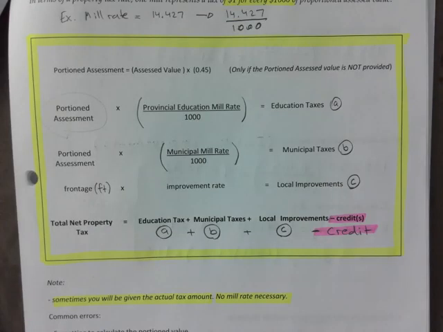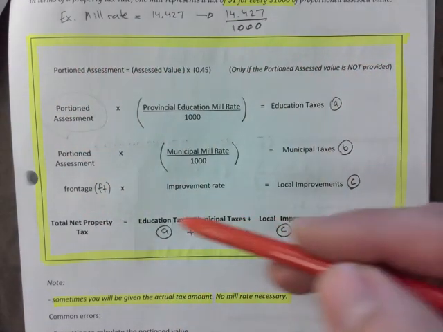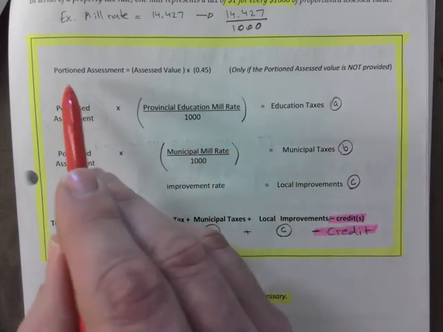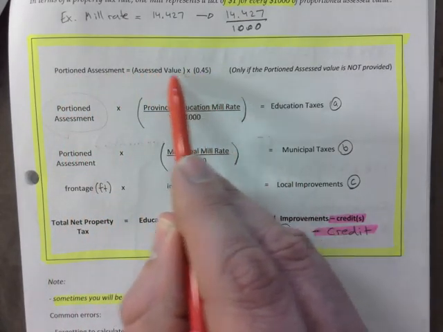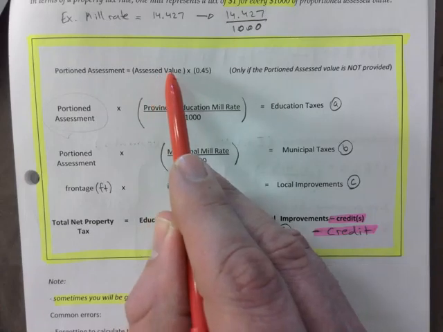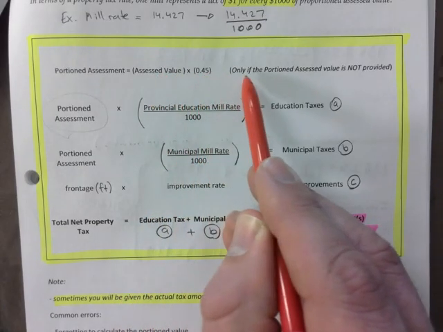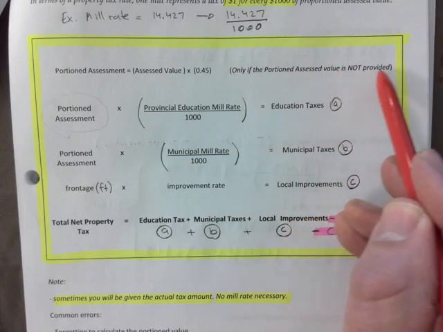I just want to mention, this Thursday we have our quiz, right? So property tax is definitely going to be on there. Your homework should definitely be having this part right here on your study sheet. And the portion assessment, this top part here, where you take the value of the home times 0.45, only if portion assessed value is not provided.